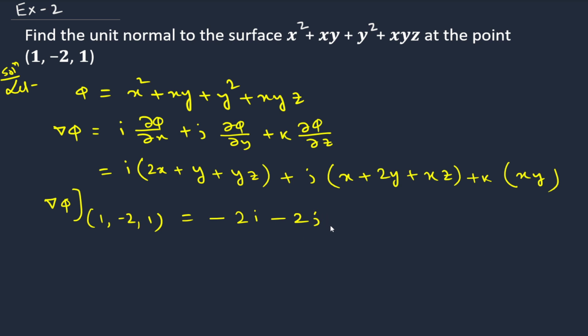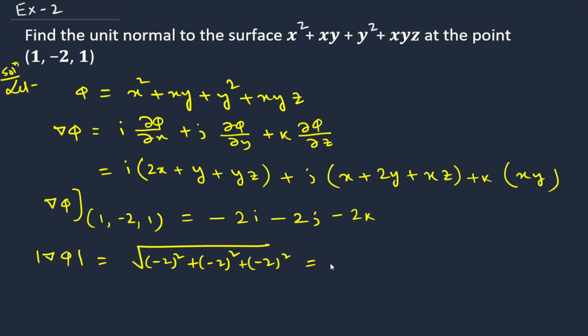Okay, and then finally in the last term xy. So x is 1, y is -2. So this is also -2 k cap. Okay, now let us find the magnitude. Root over -2 square, -2 square, and then -2 square. So it will be how much? Root over 12 means 2 root 3.